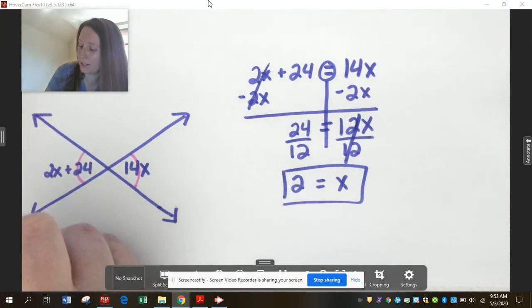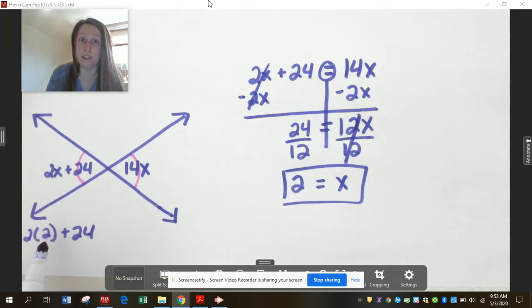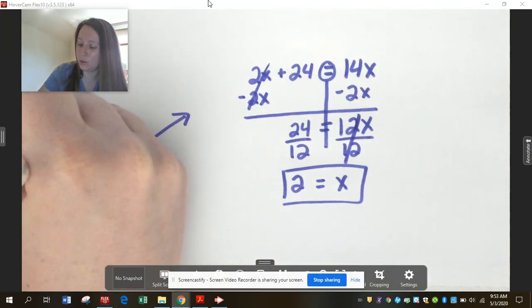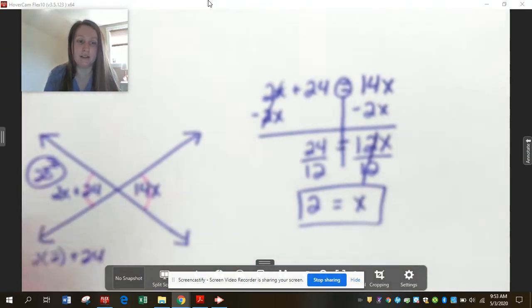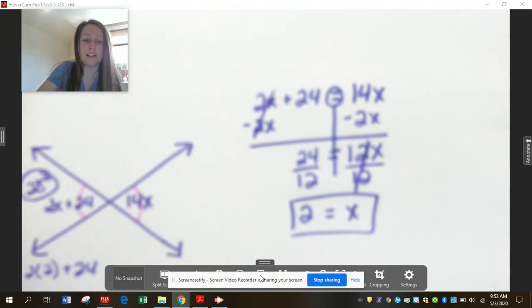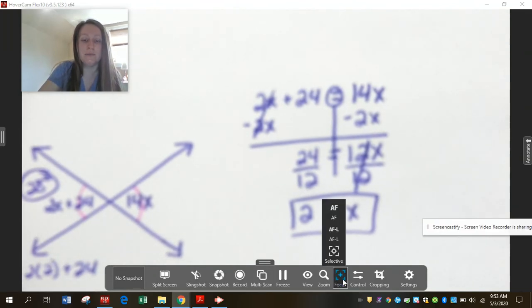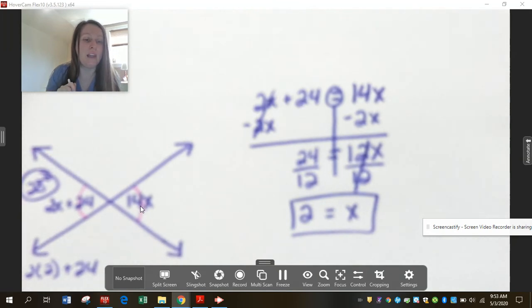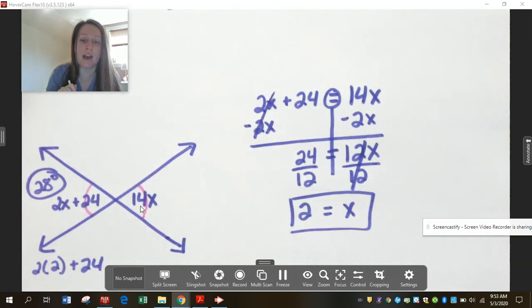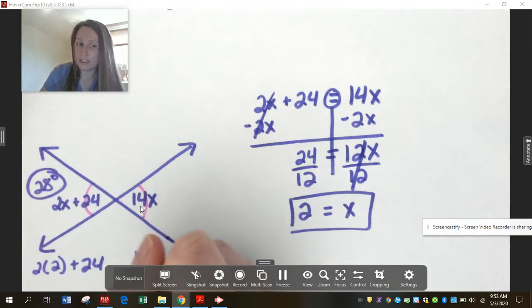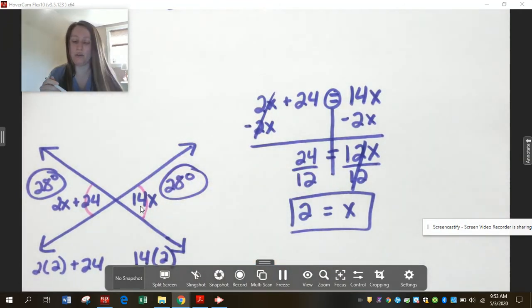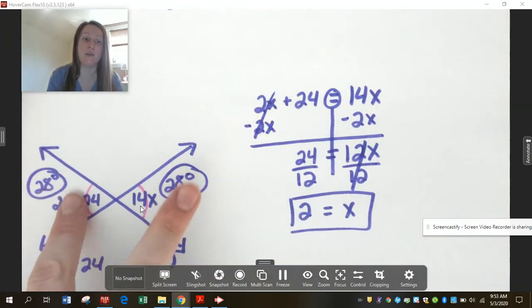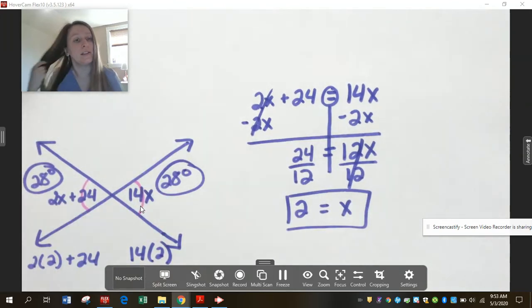So when I plug it into this one, it's 2 times 2 plus 24. 2 times 2 is 4, plus 24 gets me 28 degrees. So I know if I took a protractor and measured that, it would be 28 degrees. And for the second one, it is 14x. So I'm going to take that x value, plug it in, which would be 14 times 2. 14 times 2 is 28 degrees. So that's another way to know that you solved for x correctly, because you get the same angle, and you are supposed to. They are supposed to be the same.